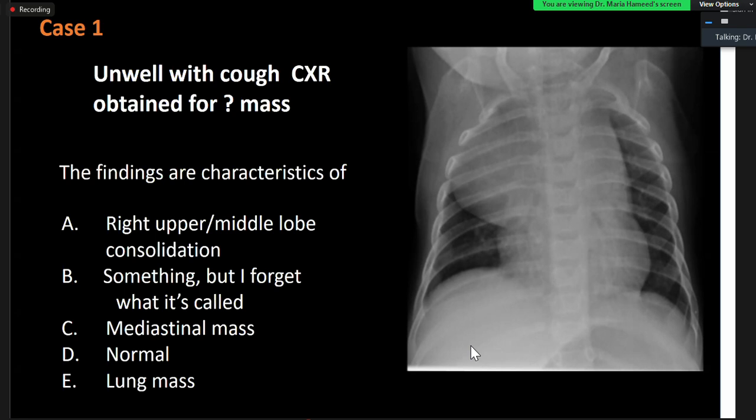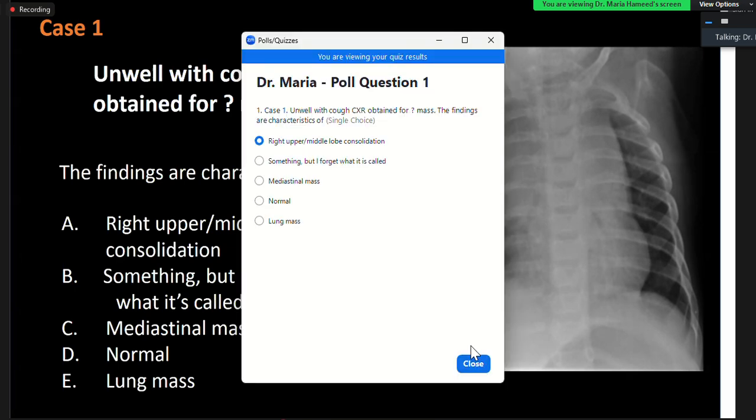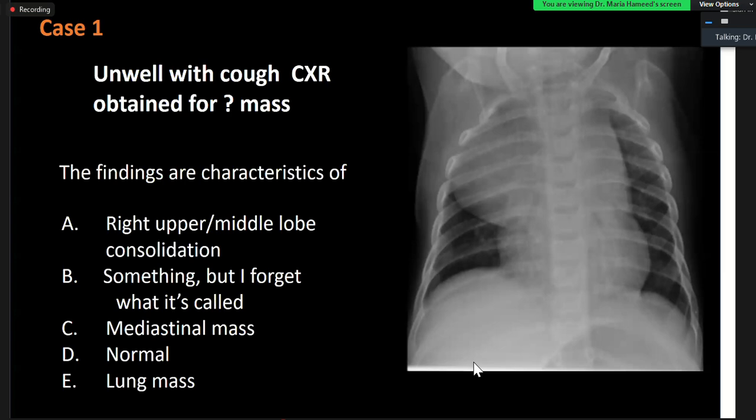So let's see how our audience is thinking. Please focus on the opacity in the right upper lobe. There are mixed answers. The majority thinks this is normal, 43% of the audience thinks this is a mediastinal mass, and only 9% think this is right upper lobe consolidation. All right, these are great results. The majority is right, so I'm dealing with a very nice audience today. Absolutely, this is a normal case.